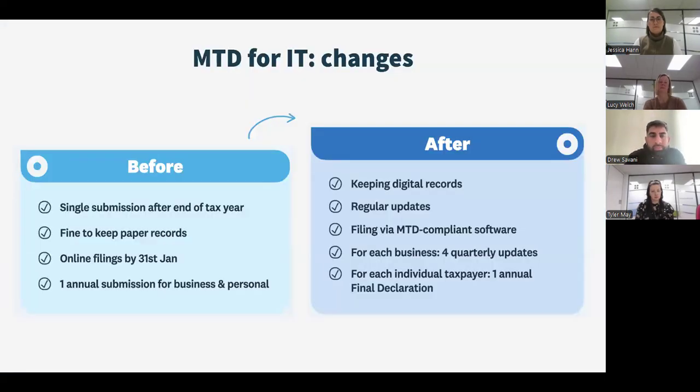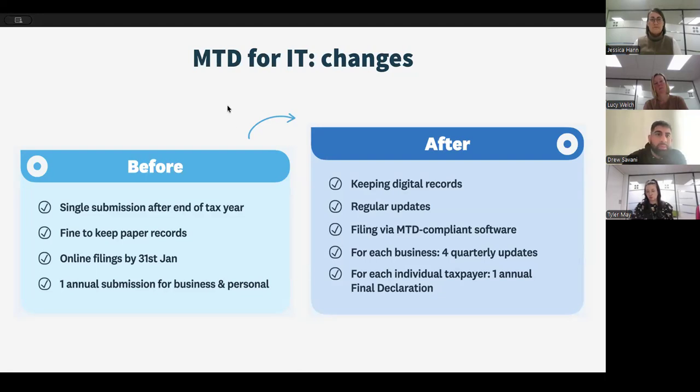So, what's currently being done is a single submission after the end of the tax year, okay, and that you have until the 31st of January the following year, okay. It's currently okay to keep paper records and then submit those to Bevan Buckland, who will then process those and complete a tax return and submit that on your behalf. And whether you've got business and or personal, that will be included in one submission. Okay.